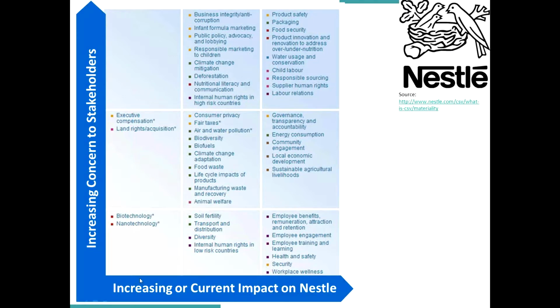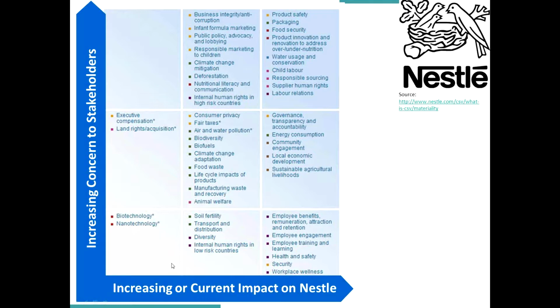And you can see over here, they're looking at what's increasing concern to stakeholders as you go higher up the bars or the boxes here. More important to stakeholders, increasing or current impact on Nestle goes this way. So if you think about the way this works, there's a series of 9 boxes here, and as we follow this along, basically this is a list of all the different things that are critical to Nestle's operation, also critical to their stakeholders, and they've used this matrix methodology to basically bin these to help them decide what they're going to focus on as a business.